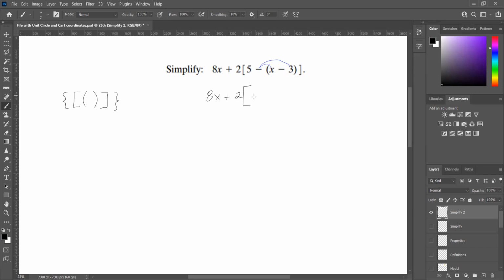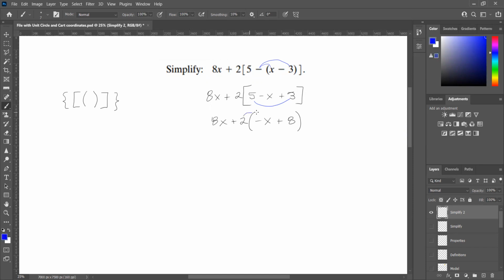Okay, so I'm going to distribute that negative through, -x plus 3. And I'm going to keep those as brackets just because that's what they were first. Let's go ahead and combine some like terms. I see 5 and 3 are like terms. So I've got 8x plus 2. Now I'll go ahead and switch it back to parentheses. We have a -x plus 8.